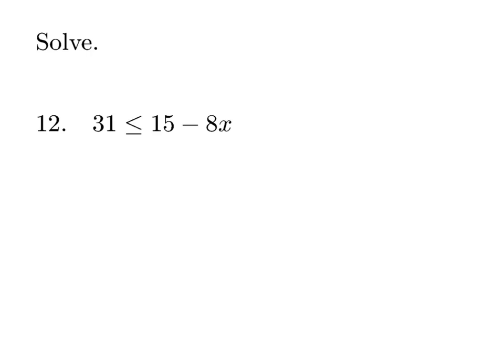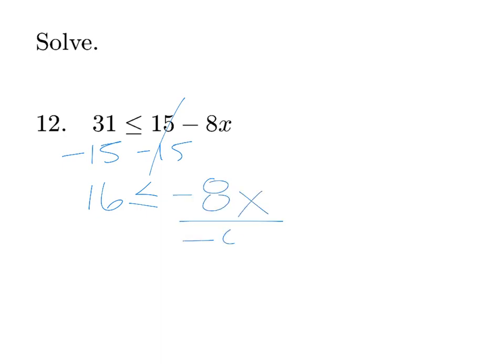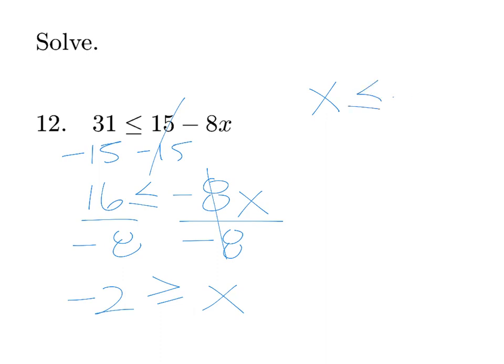All right, for 12, I need to isolate x. So the first thing I'll do is subtract 15. And I get 16 is less than or equal to negative 8x. I divide by negative 8, and I'm going to flip the sign because I'm dividing by a negative. All right, but I want the variable on the left side, so I switch everything to get the variable on the left side. And that's my final answer.